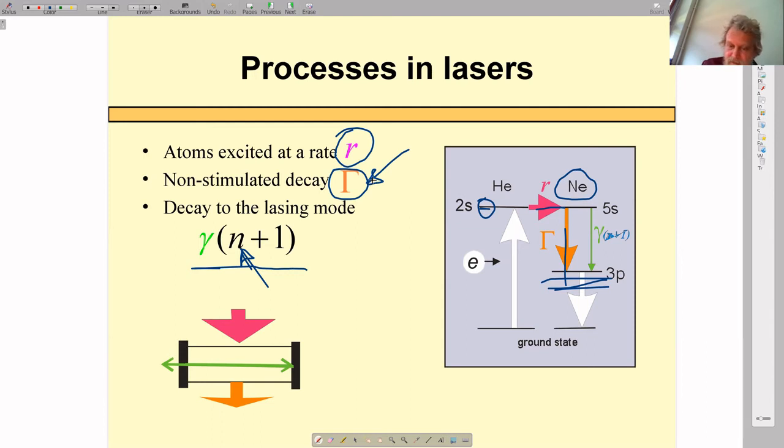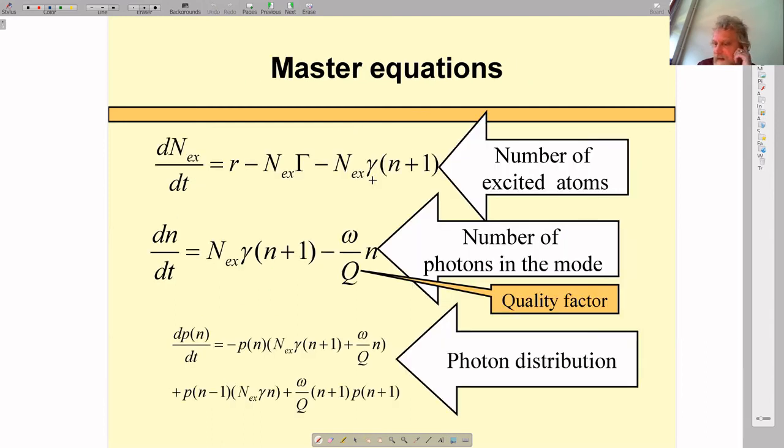Fine. Sure, what we can do, we can write down master equations. Again, two types, for matter and for irradiation, for photon distribution within a mode. First of all, for matter, this is the number of excited atoms. So this is increased at the rate R, and it is decreased by non-stimulated emission and stimulated emission to a given mode.